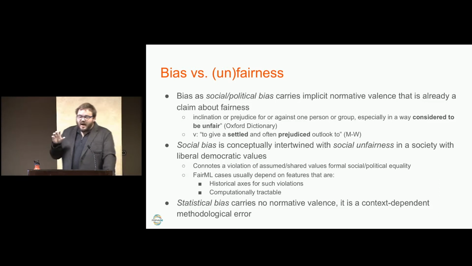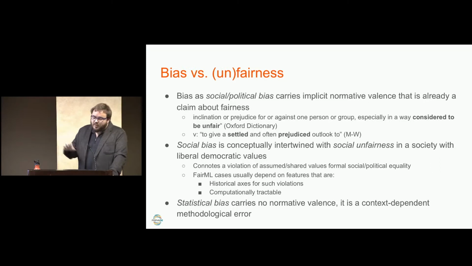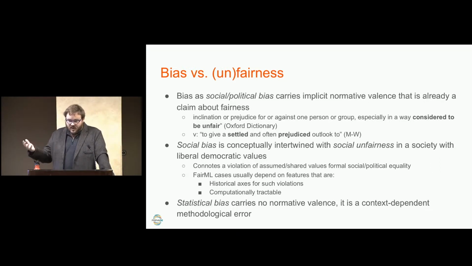But the problem is that bias as a social political bias, our most common usage, carries an implicit normative valence, right? It's already a judgment. It's already a judgment about what's considered to be unfair. Social bias is conceptually intertwined with social unfairness in a society such as ours that favors liberal democratic values, right? Being biased is not unfair in every possible world, right? In some conditions, it might be fair. But in a world such as ours, under our conditions, we tend to think bias automatically has this normative valence. And in FairML, we see that particularly along historical axes for such violations of these norms, right? So race, gender, et cetera.